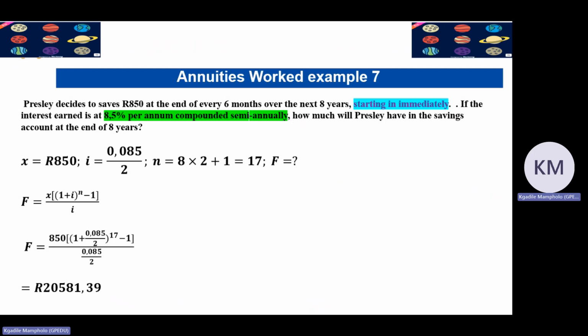Then x will be 850, then convert 8,5 to I, you say 8,5 divided by 100, then you divide by 2 because it's compounded semi-annually. It means at the end of the 8 years, you'll have 20,581.39 rand. So the same formula is still the same, the annuity future value formula, because we talk about fixed payments.